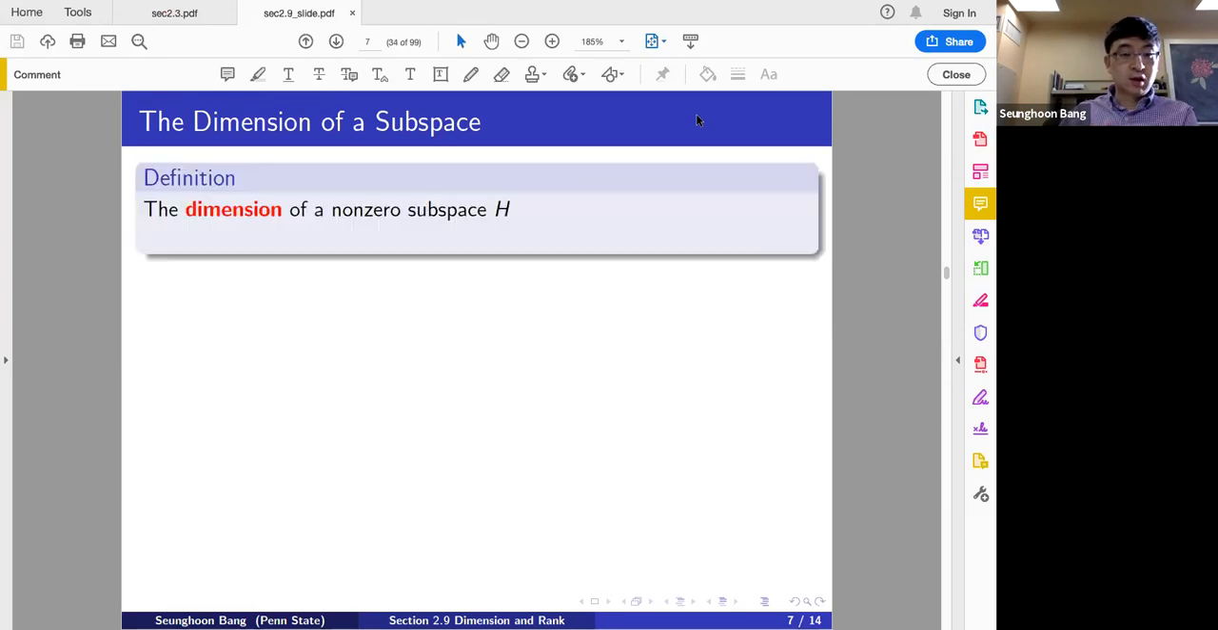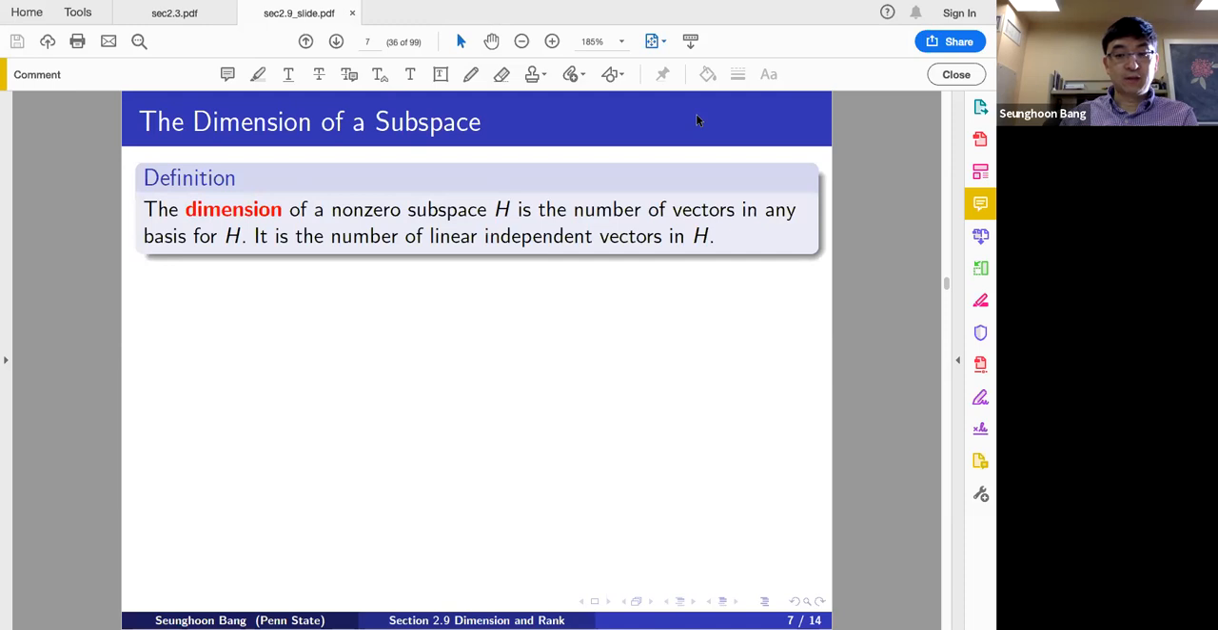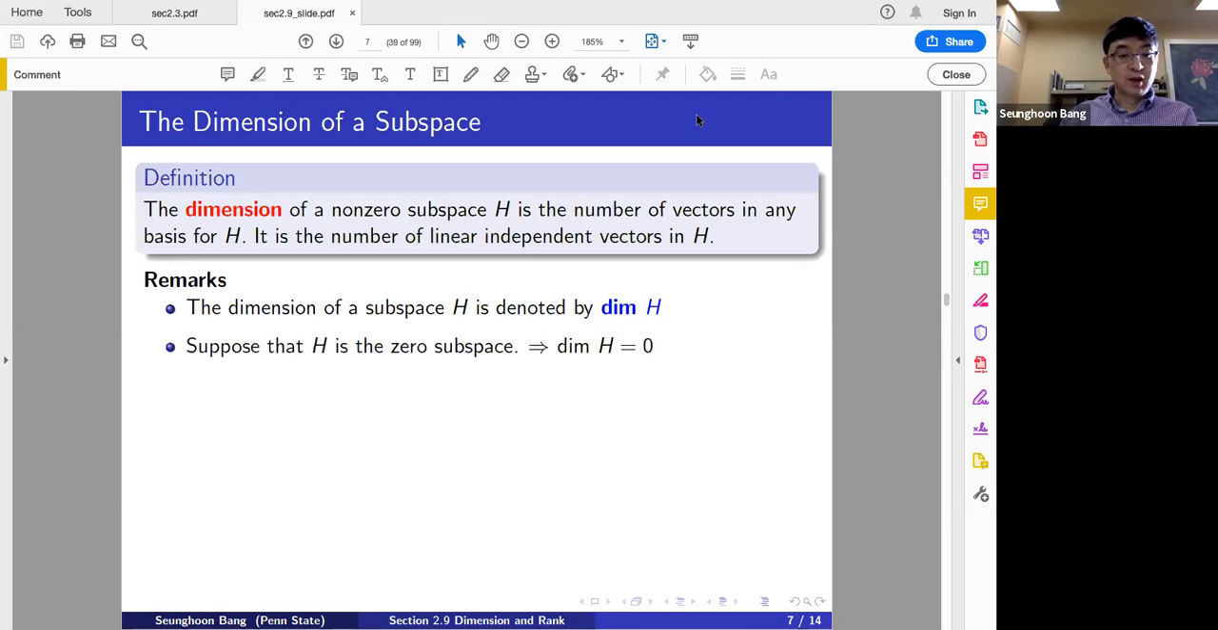What's that? The definition. The dimension of a non-zero subspace H is the number of vectors in any basis for H. It is the number of linearly independent vectors in H. This is the definition. The remarks: the dimension of a subspace H is denoted by dim H. Suppose H is the zero subspace, the dimension of H equals 0. We can write it like this.